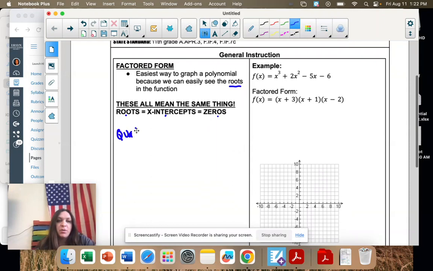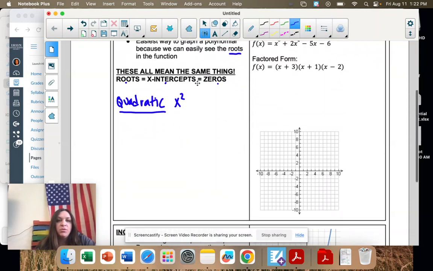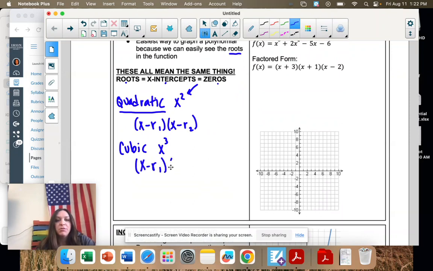If I'm looking at a quadratic, that's x squared. There's only going to be two factors because of that 2. So it'd be root 1 and root 2. If I'm looking at a cubic, that's x cubed. Guess how many factors there are? 3. Guess how many roots there are? 3. And we can just keep going.